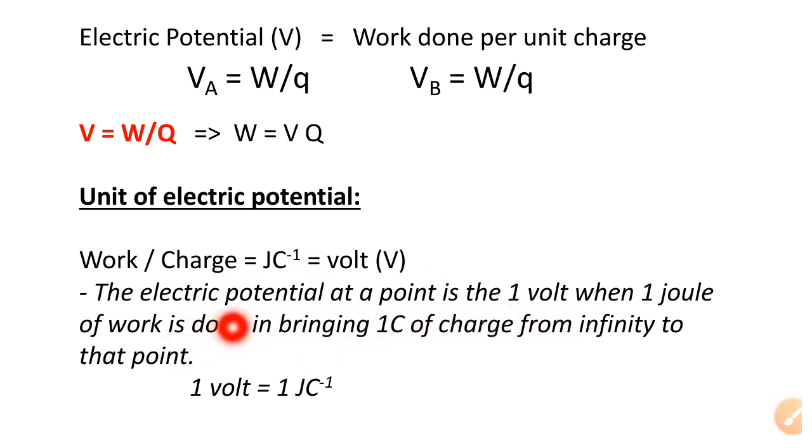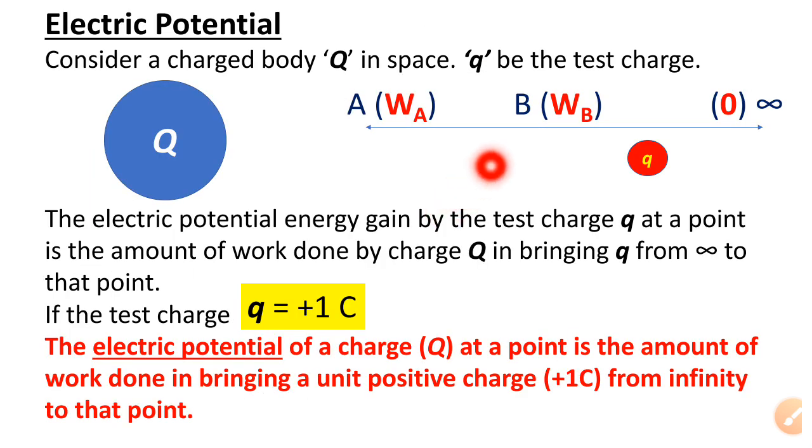So we are saying that if at the point A the potential is 1 volt, that means this test charge Q is plus 1 coulomb, and to carry the test charge of plus 1 coulomb from infinity to that point A, 1 joule of work is done. Then we will say that at the point A the potential is 1 volt.